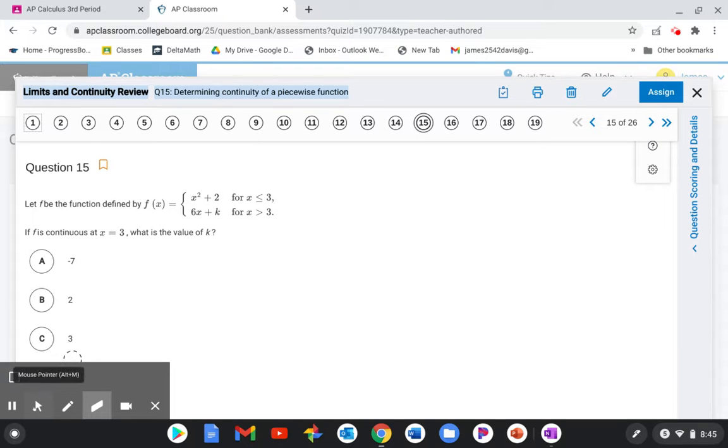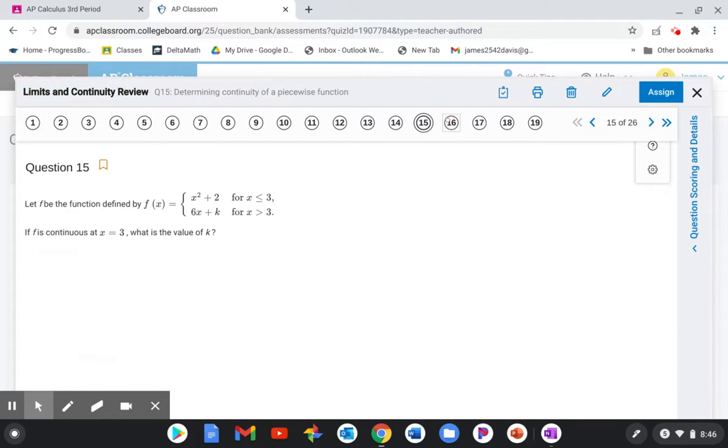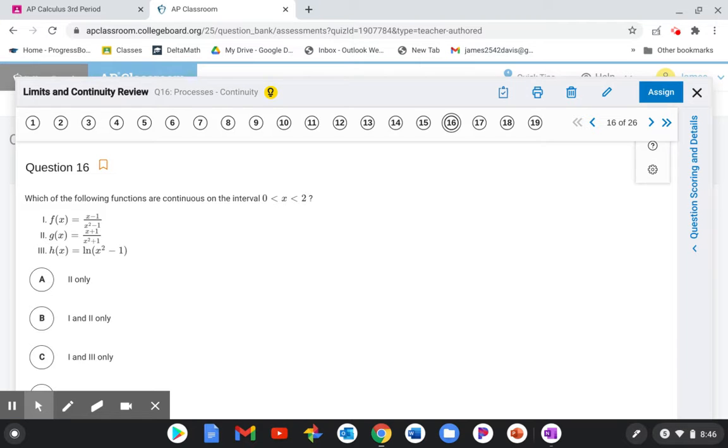Okay, next one. Which of the following functions are continuous on this interval 0 to 2? Probably the best way to figure this out is to figure out if there's going to be any discontinuities, or if any values, for instance 1, which is on the interval 0 to 2, make any of these discontinuous. I think it'll be pretty obvious. So we look at the first one, f of x. 1 is right in the middle of 0 to 2, so that's an easy one to check.